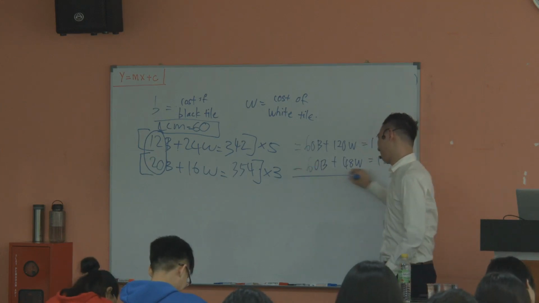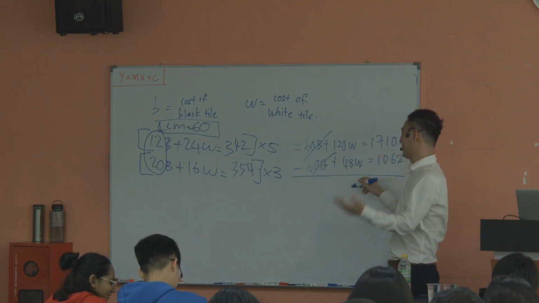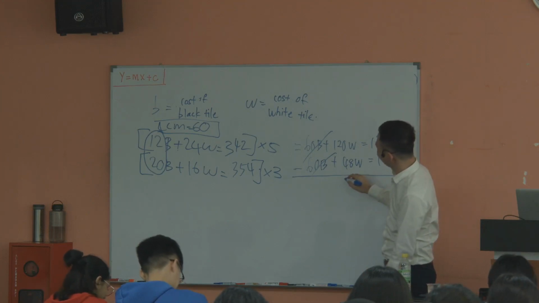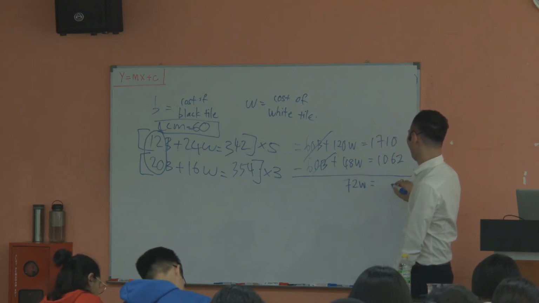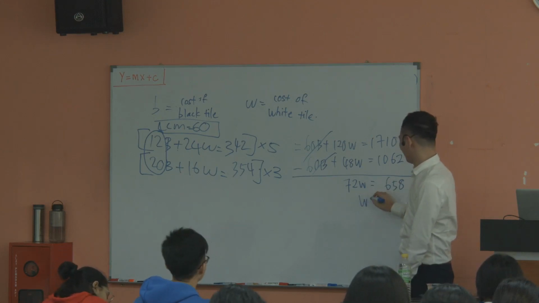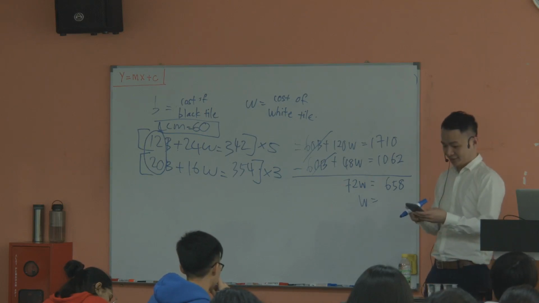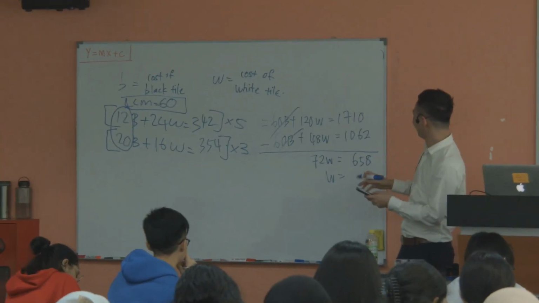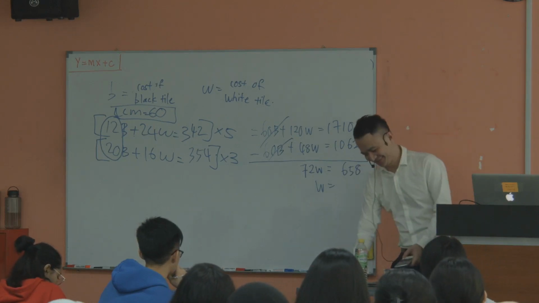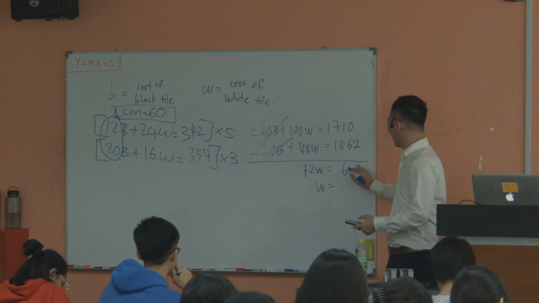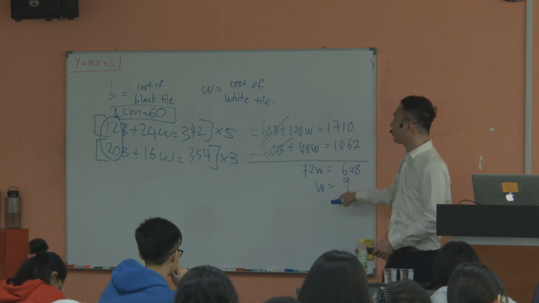We minus them. 60B minus 60B is gone. This one minus this one, what value will we get? 72, right? And this one minus this one, we will get 648. Then we divide it. 648 over 72, you will get 9. So W equals to 9, and you just plug it back.